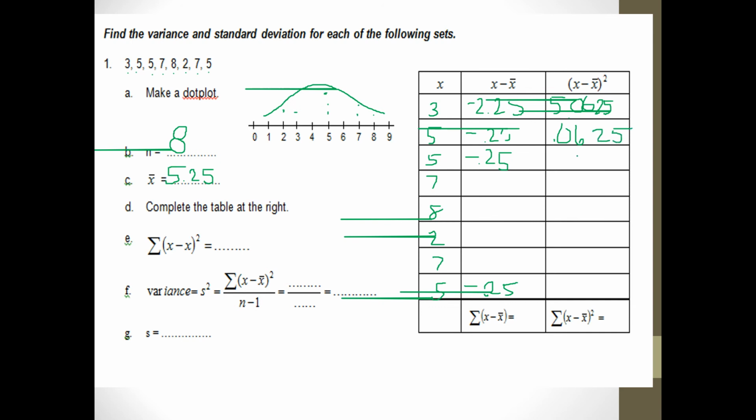0.0625, and I'm going to write that answer for my other 5s. 0.0625. Okay, now I need to do 7. So pause the video. Make sure that you're trying a couple of these on your own, and then come back to me and see if you got it right.